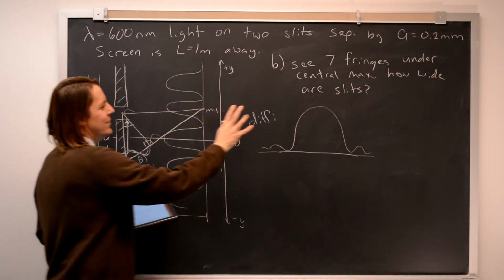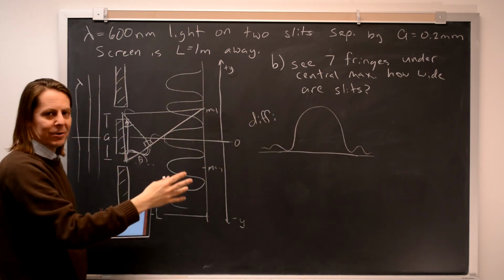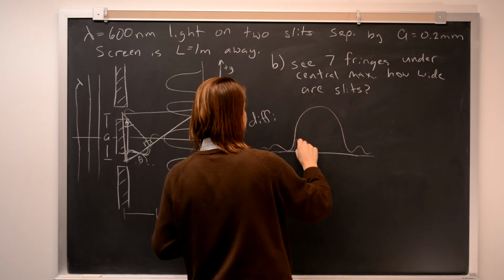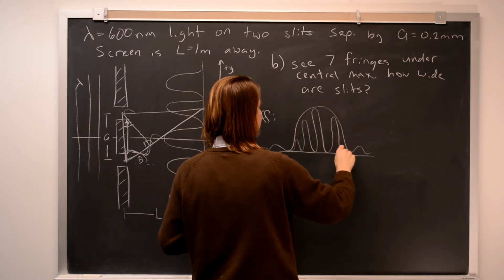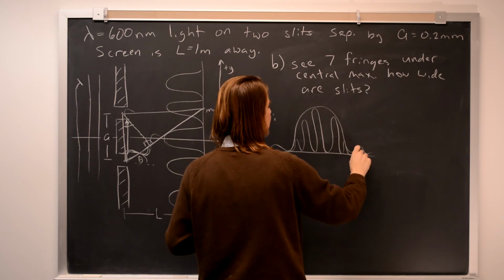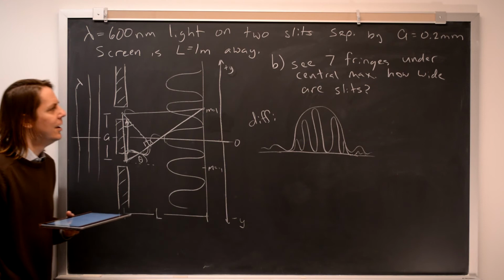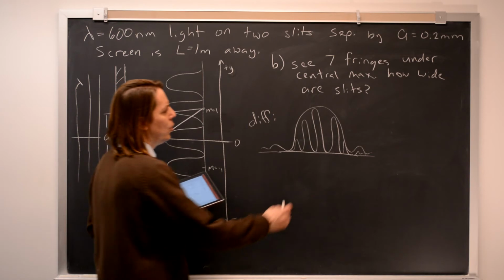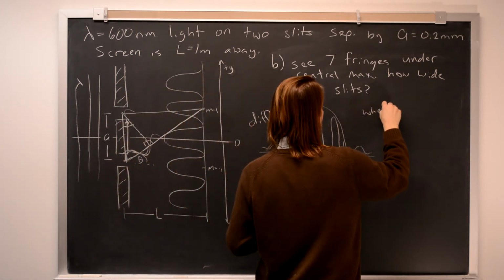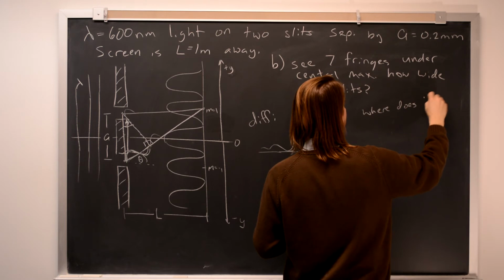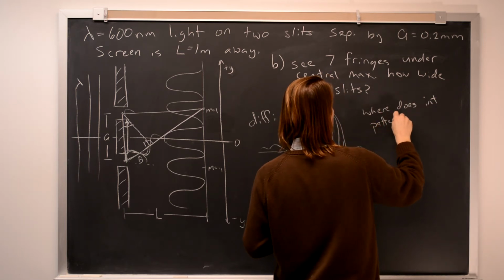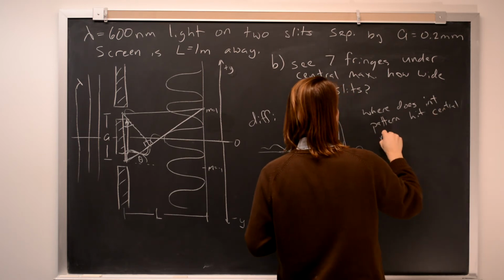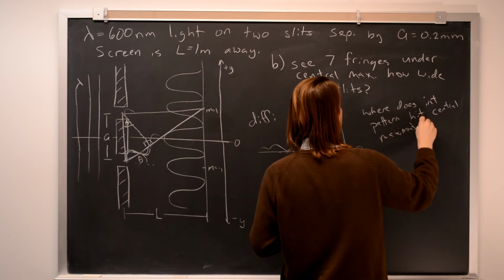So if you have this pattern happening and this pattern happening, you end up multiplying them to get the answer. Underneath this pattern, the real pattern looks kind of like this. You fit some of these interference maxima inside. All right, so we've been told 7 fringes fit. So what you're trying to figure out is, where does the interference pattern hit the central maximum's edge?